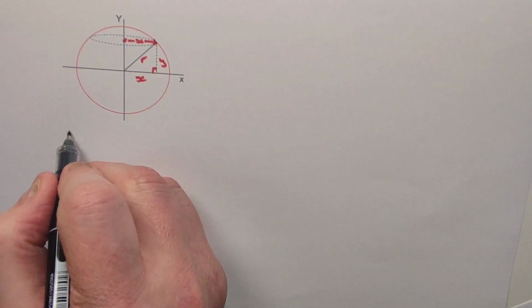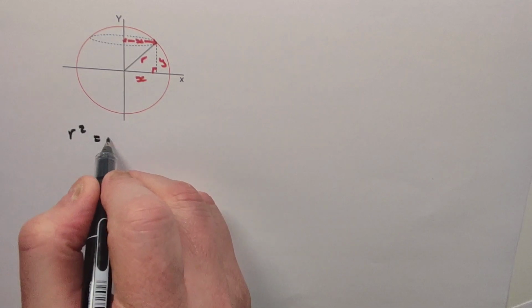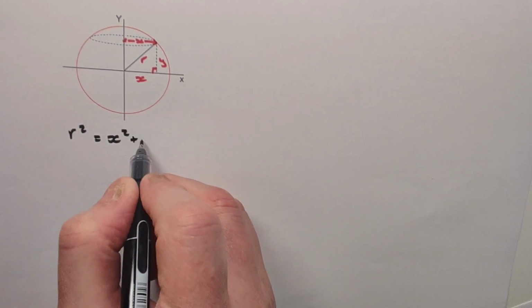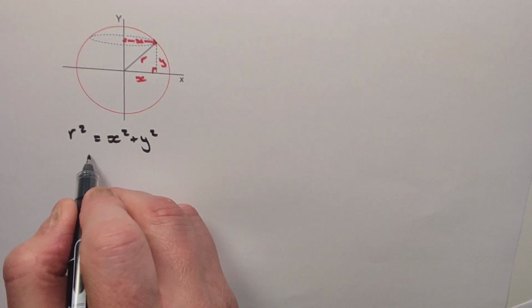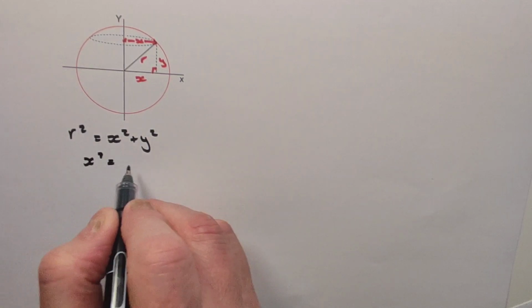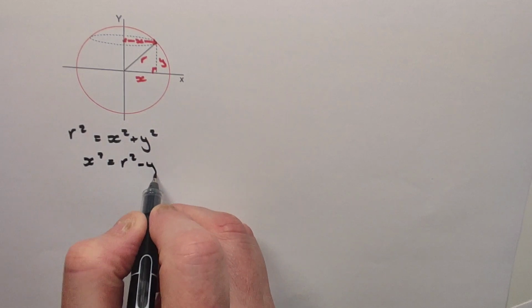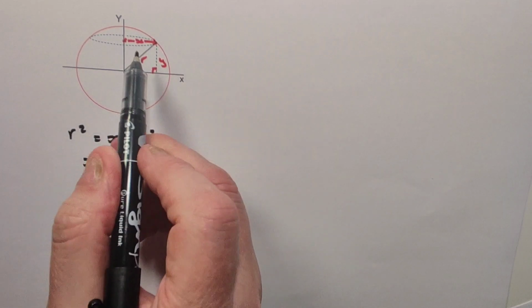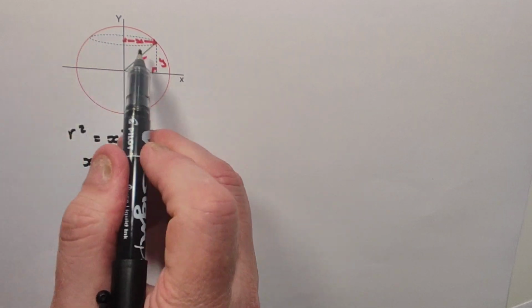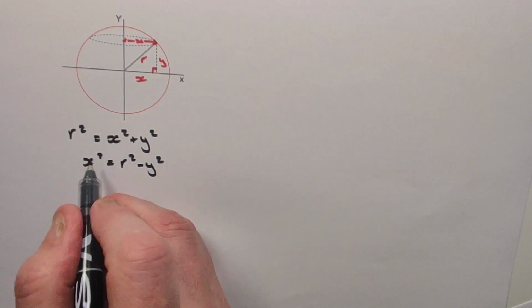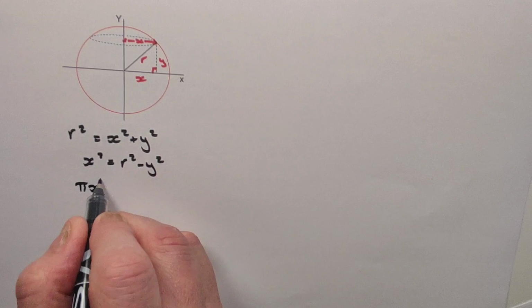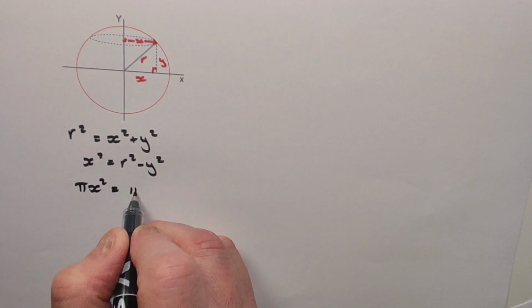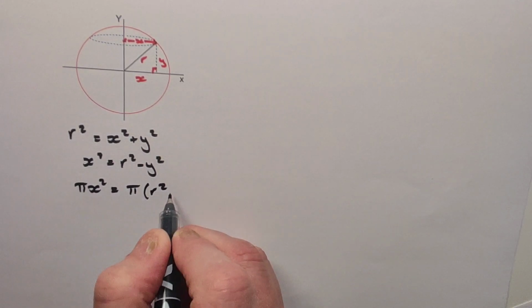So we know from Pythagoras r squared will equal x squared plus y squared in this instance. But we're interested in x squared. So x squared equals r squared minus y squared. Now if this is the radius of this circle, the area of this circle will be pi r squared. And as the radius is x, it will be pi x squared. And let's just multiply pi by both sides.